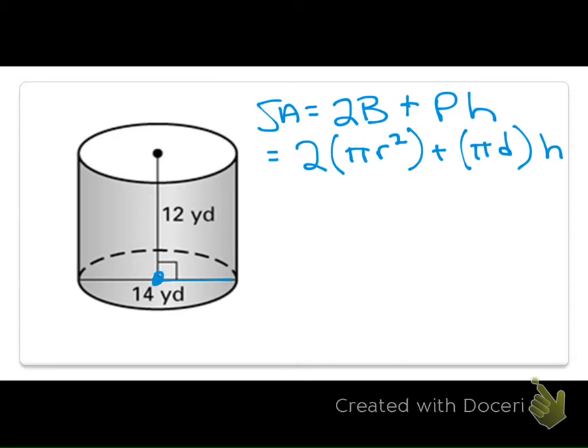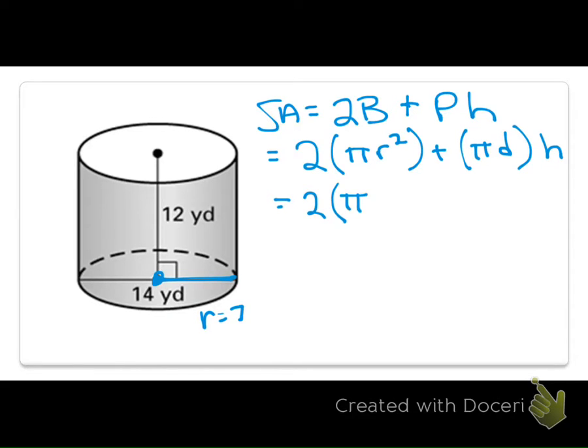Well, if I'm looking at my base right here, I can already tell that they're trying to trick me. My radius is 7. They gave us the diameter there. Okay? Now the diameter is going to come in handy when I get over to my circumference, but I'll get to that here in just a second. So let's go ahead and rewrite it, plug in what we know.